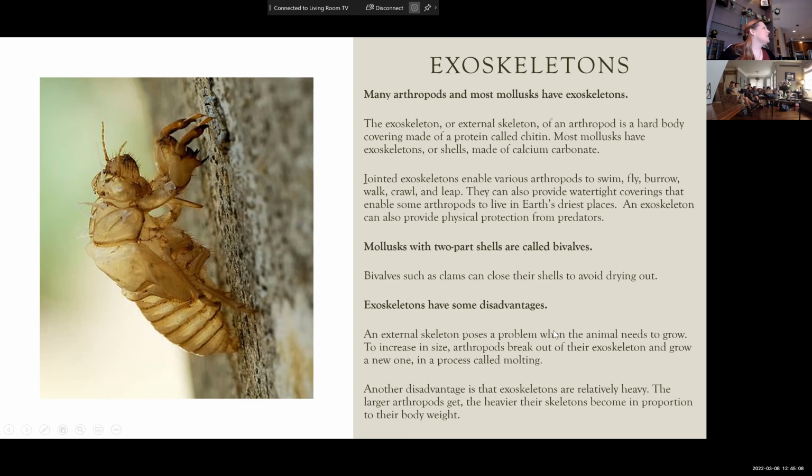So exoskeletons do have some disadvantages. What are those? It poses a problem when the animal needs to grow. So what do they do? Sometimes they do this. To increase in size, they break out and grow a new one. That's called molting, right? Another disadvantage is that they're pretty heavy. The larger arthropods get, the heavier their exoskeletons get.